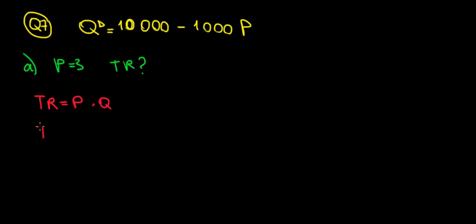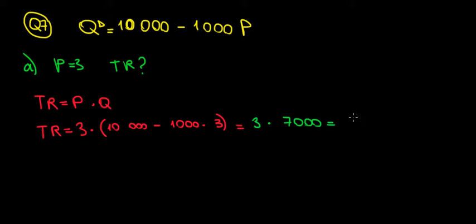Now, total revenue would equal 3 times, and what would be the quantity demanded in this case? Well, that would be 10,000 minus 1,000 times the price of 3. So, as a result, what would we have now? It would be 3 multiplied with 10,000 minus 3,000, which is 7,000. So 3 times 7,000 would be just 21,000. Okay, that was pretty simple.